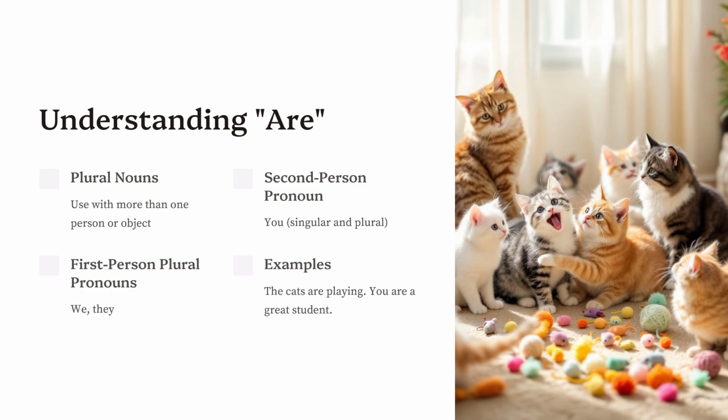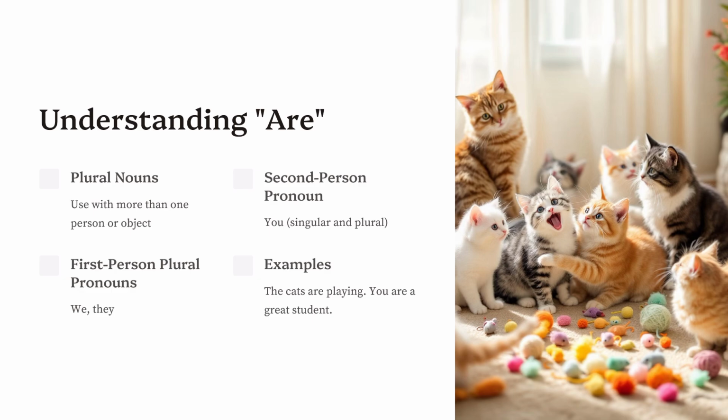So notice the shift here. Because cats is plural, we use are instead of is. It's a small change, but it makes a big difference. But that's not all are does. This form of the to be verb is also used with some specific pronouns, and these include the second person pronoun you and the first person plural pronoun we and they. Now, each of these pronouns works a little differently, so let's take a look at them one by one.